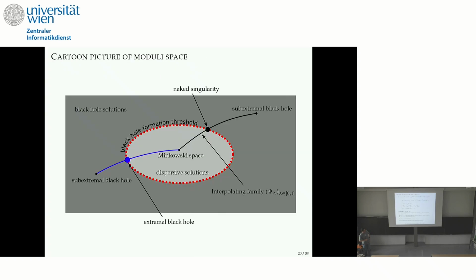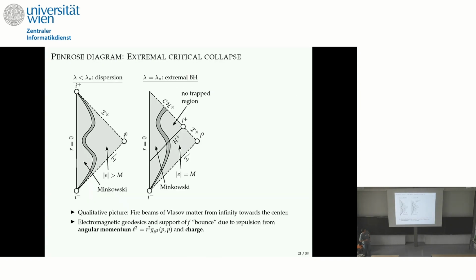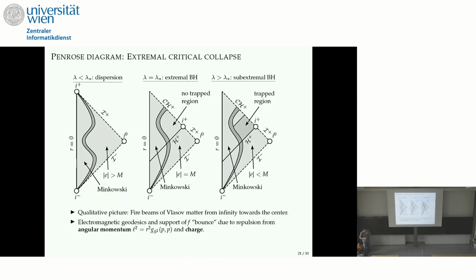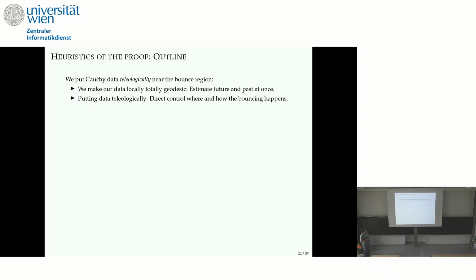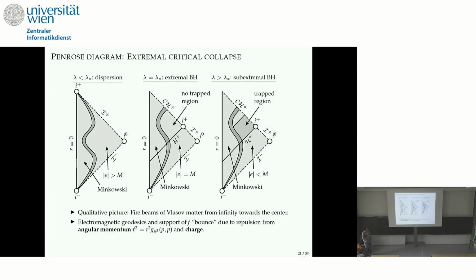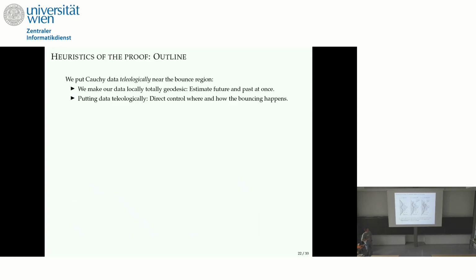Okay. So that's where we were. Now let me tell you a little bit about the proof. In fact, we put our Cauchy data near the bounce region. I've been telling you that we can put the Cauchy data far out here, but in fact, how we do it, we put our Cauchy data there. That's where we start our construction, because that's the most difficult part.